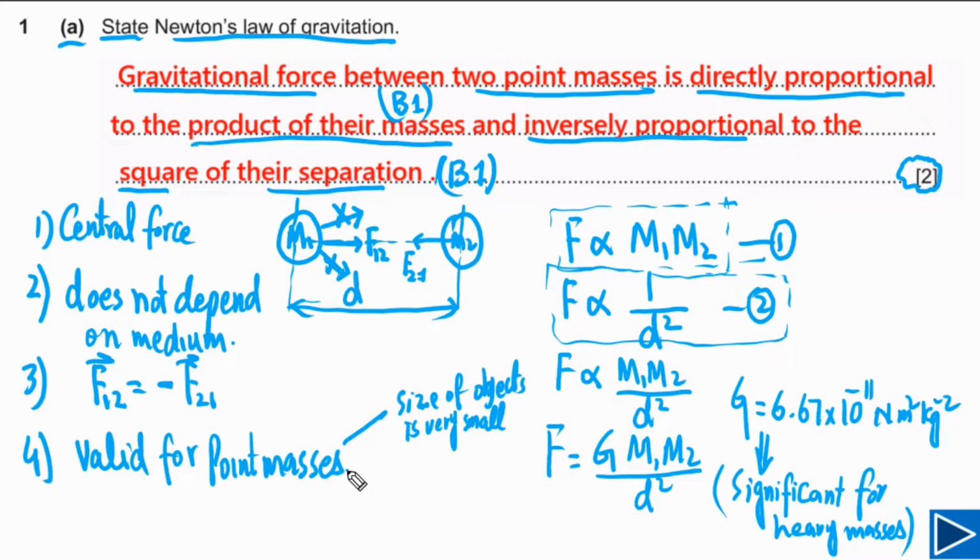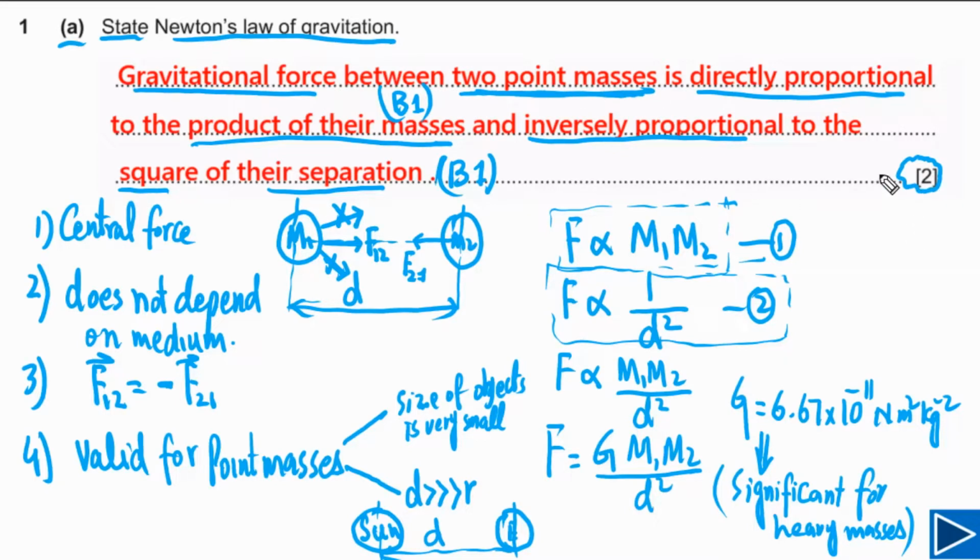You can also treat two objects as point masses if the distance between the masses is much greater than the size of the objects. For example, we calculate the force of attraction between the Sun and our planet Earth. The distance between these two is much greater than the size of them, so we can treat them as point masses. That's the reason we use point masses here.